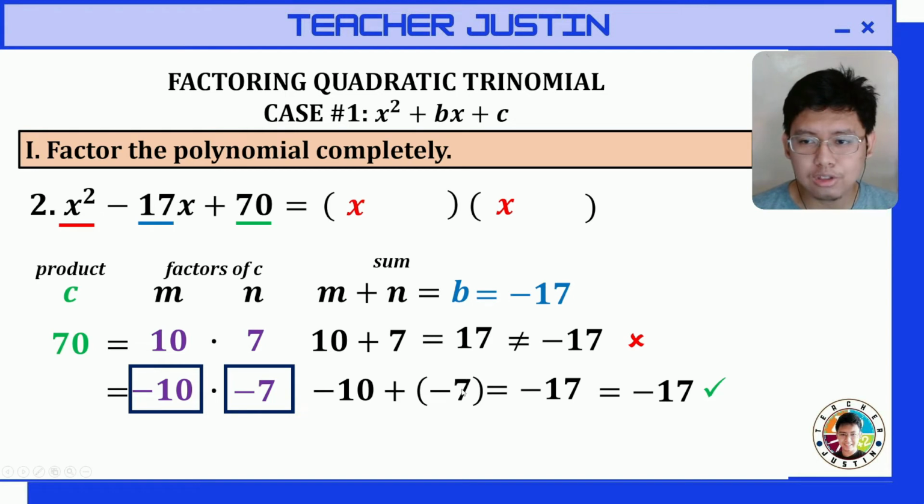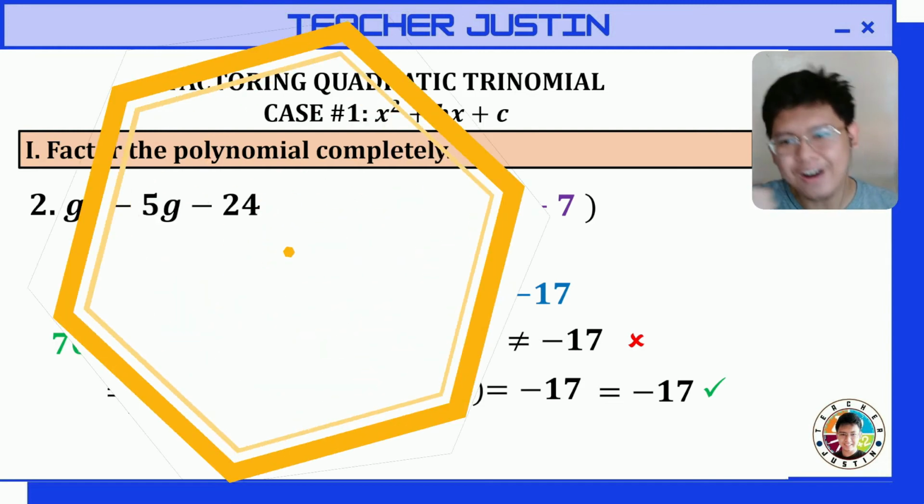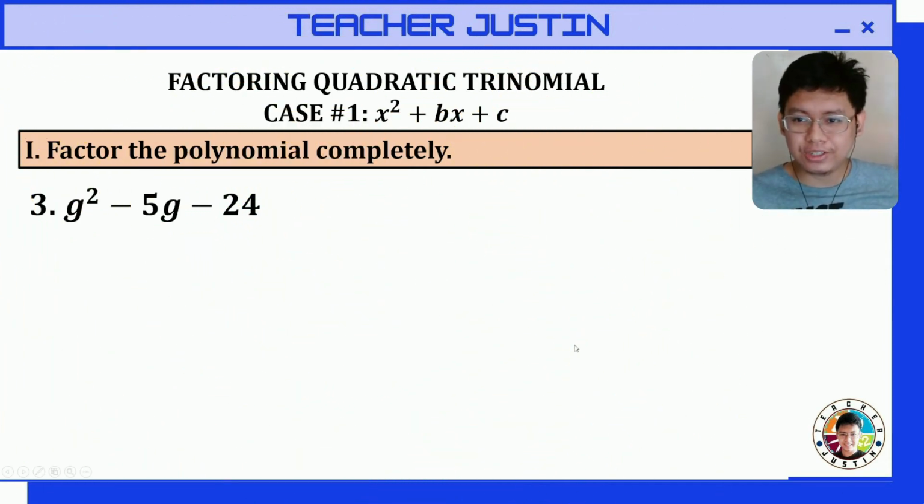So, lagay natin doon sa ating two groups. Isang group merong negative 10. Yung isang group naman will have negative 7. Now, let's put them together. It will give us x minus 10 and x minus 7. And that's it. That will be the factor of our polynomial. Tada! Alright. Okay, let's factor quadratic trinomial.